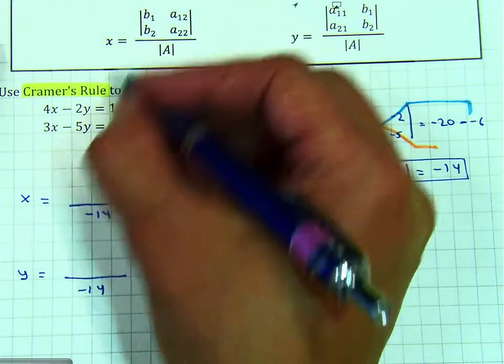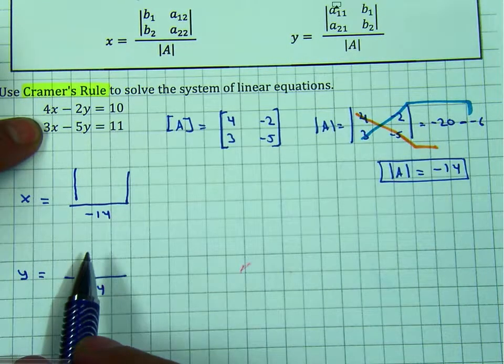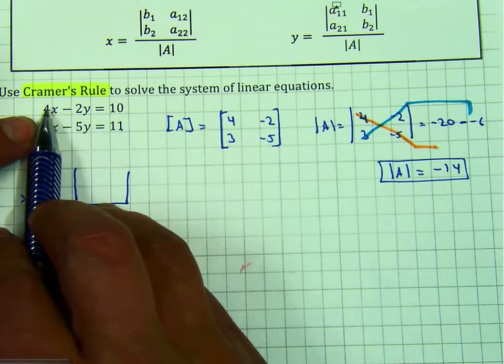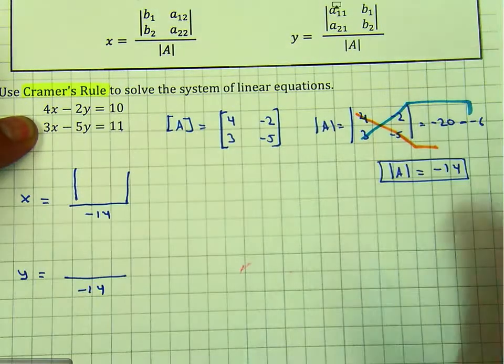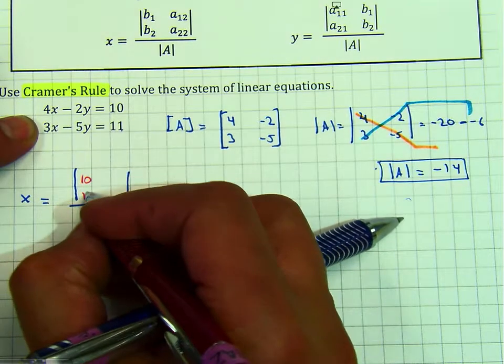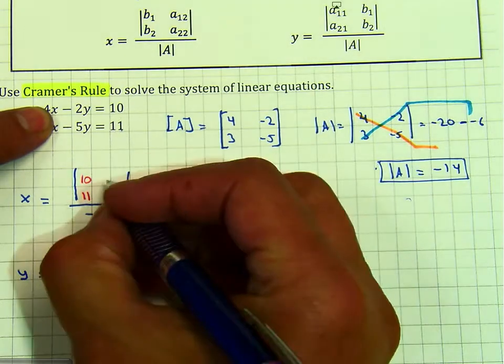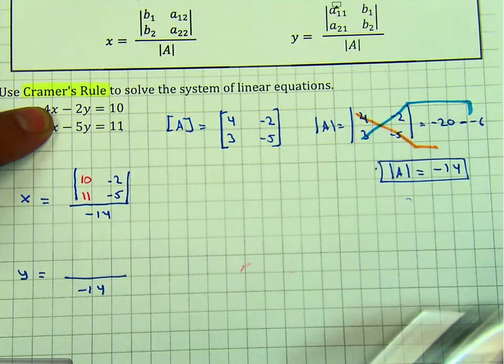And now we're going to find the determinant. But because we're looking for the x, the 10 and 11 will replace the 4 and the 3. So now we're going to have 10 and 11 replace the 4 and the 3. So now we still have a -2 and -5.